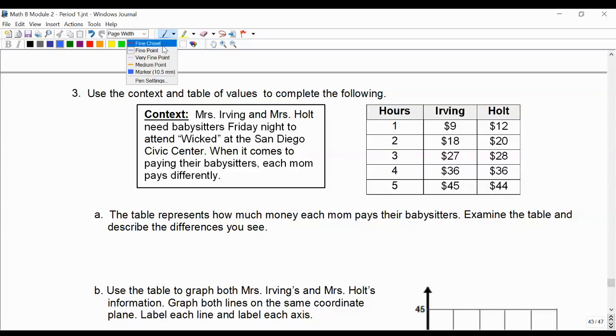This is the third problem in the 2-2D lesson. It says that Miss Irving and Miss Holt need babysitters Friday night to attend Wicked at the San Diego Civic Center. When it comes to paying their babysitters, each mom pays differently.